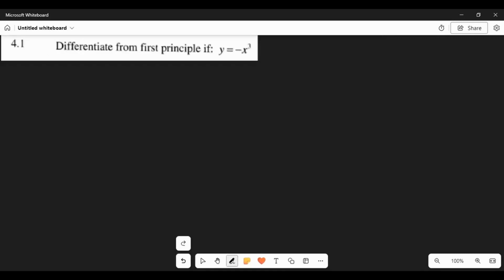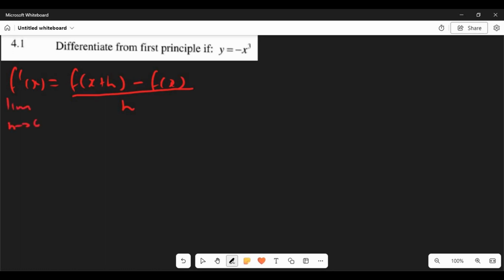Alright guys, let's look at 4.1. In this question, they want us to differentiate from first principles if y is equal to negative x to the power of 3. When we differentiate from first principles, there's a formula that we need to use, which is f prime of x equals the limit as h approaches 0 of f of x plus h minus f of x, all divided by h. This is the formula that we use when we differentiate from first principles.